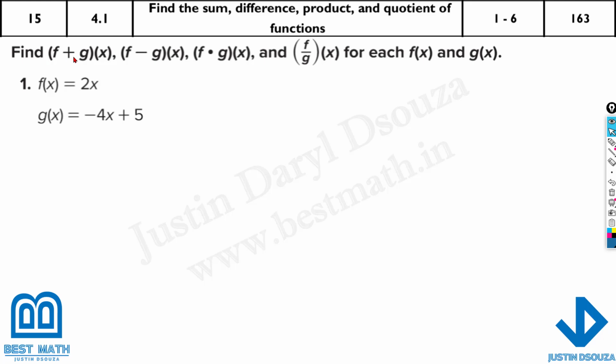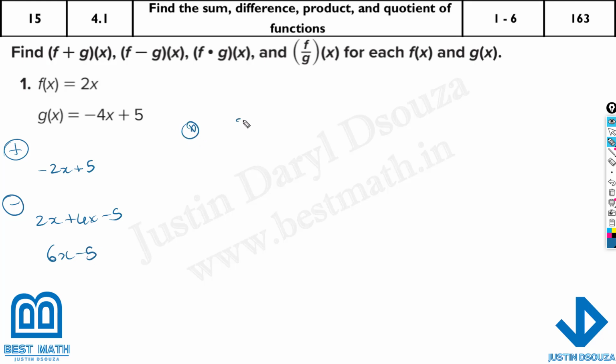That means you need to do addition, subtraction, multiplication, and division. Let's try them. So addition will be just minus, add them up. Because it's electronic, I'm going to write it directly. When you add it up, it'll be minus 2x plus 5. That is plus. What about minus? When you subtract, minus minus will become plus 4x and minus 5. That's going to be 6x minus 5.